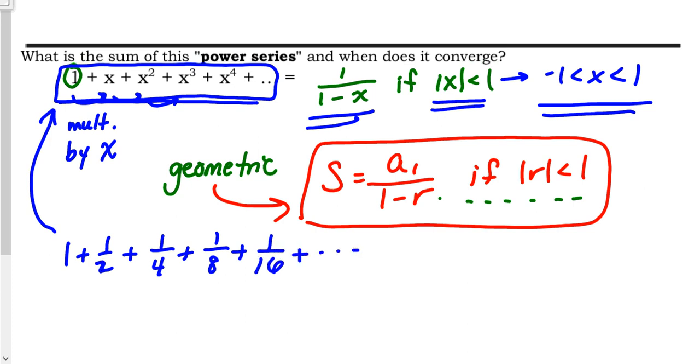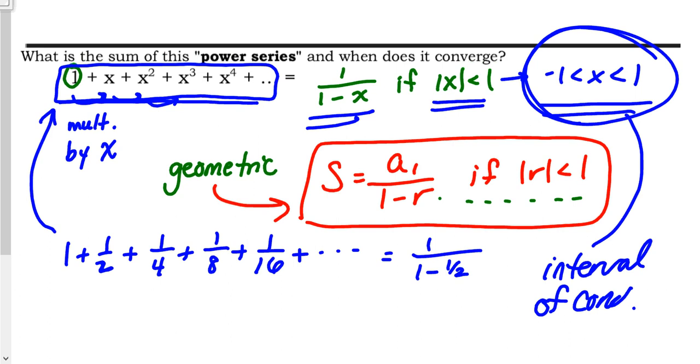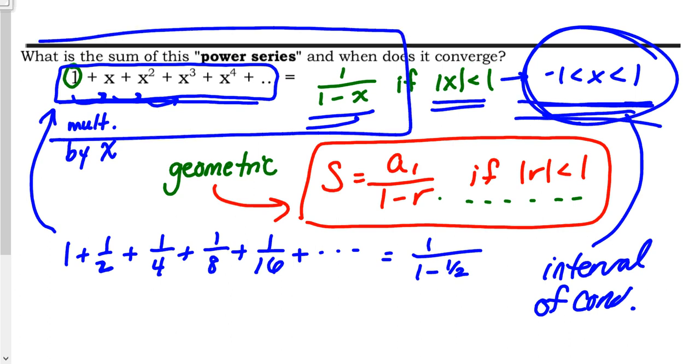Okay, so if I were to plug in a half for x, blah, blah, blah, blah, that's going to be equal to this. That's a true statement. If I pick something outside of this interval, I will get a result that is not equal to this. Okay, so this is my interval of convergence. You think of it sort of like the domain that makes this entire statement true.